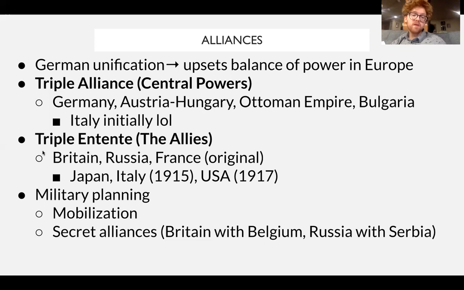On the other hand, we have the Triple Entente, or the Allies. These include basically everyone that hates Germany, and I'll explain why they do in a second. But originally, we got Britain, the United Kingdom, we got Russia, we got France. Britain hates Germany because of their economic competition. Remember, the Germans are industrializing very quickly during the Second Industrial Revolution. They're a major economic competitor to the British.